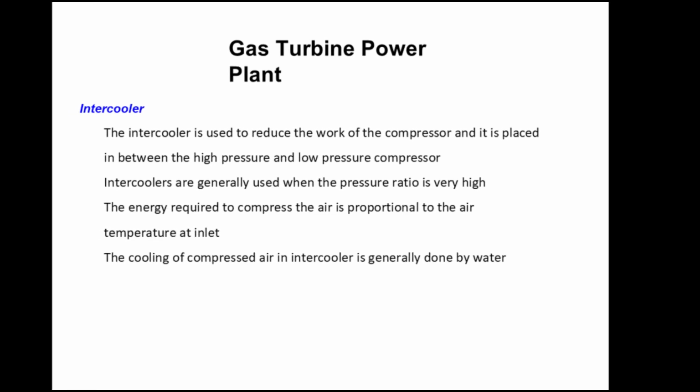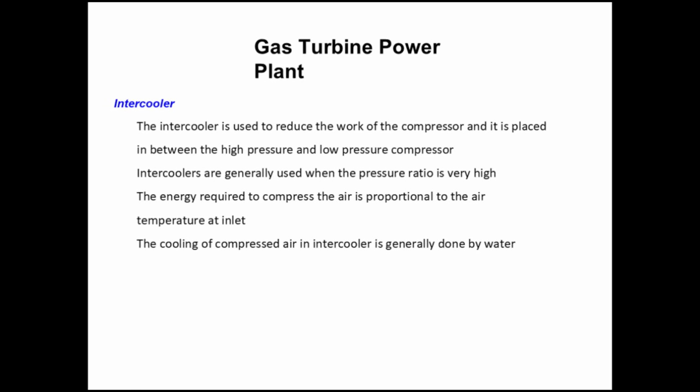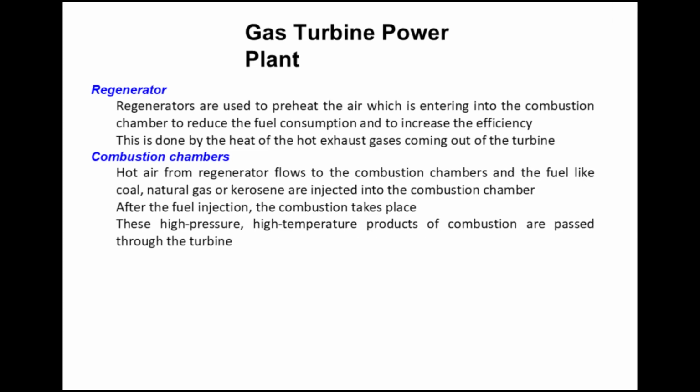Gas turbine power plant. Intercooler. The intercooler is used to reduce the work of the compressor and it is placed in between the high pressure and low pressure compressor. Intercoolers are generally used when the pressure ratio is very high. The energy required to compress the air is proportional to the air temperature at inlet. The cooling of compressed air in intercooler is generally done by water.